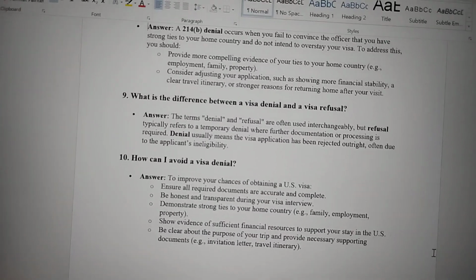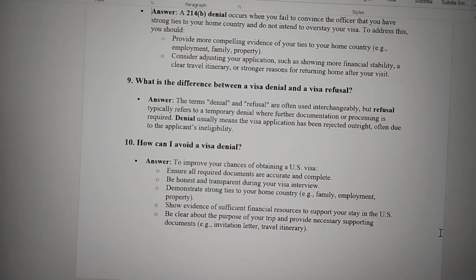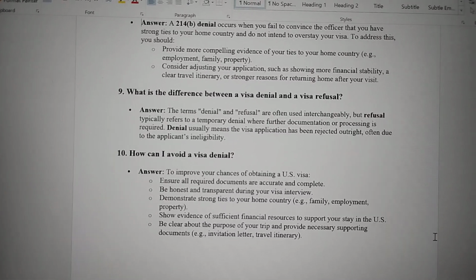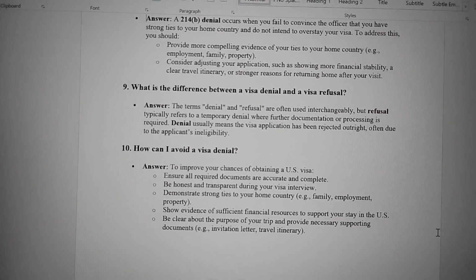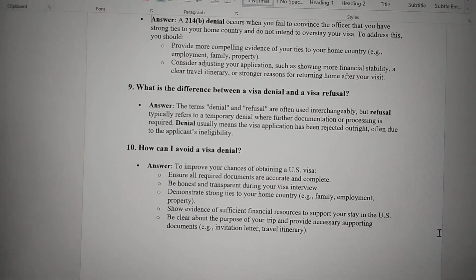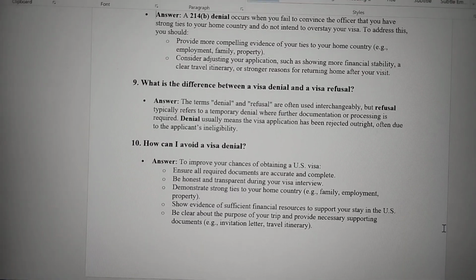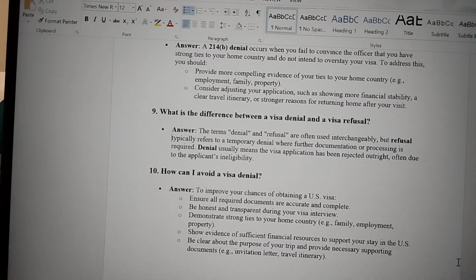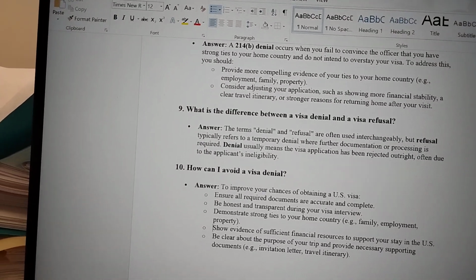Apart from that, be clear about the purpose of your trip and provide necessary supporting documents, for example invitation letters or travel itinerary letters. If you're coming for employment, show the job offer letter. So this will help you to avoid what? A visa denial.